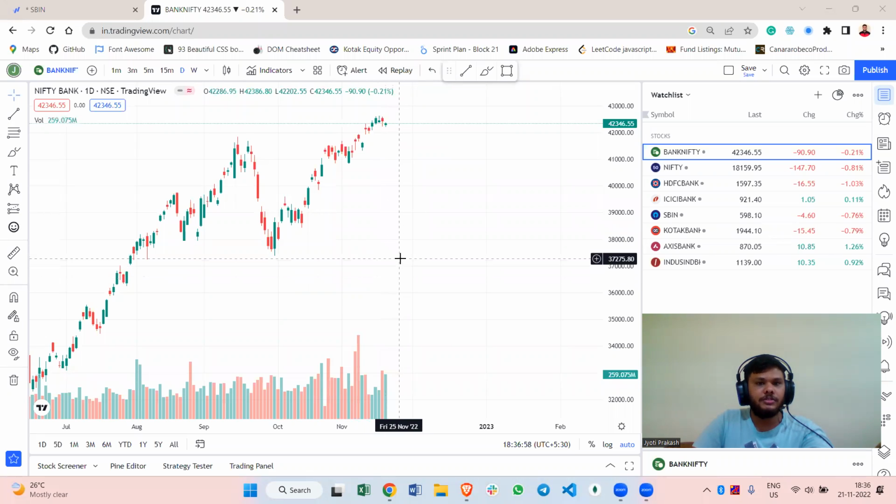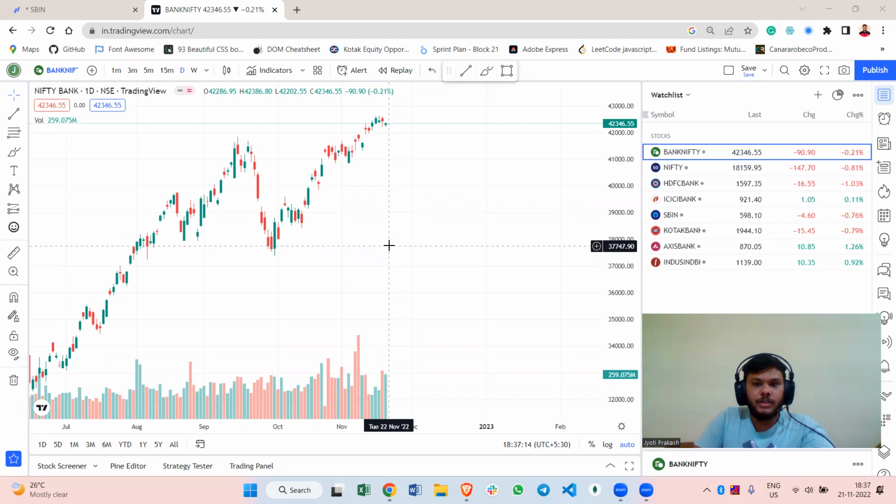So first let's look into Bank Nifty chart. After that we're going to look into Nifty and Bank Nifty components. But first we need to look into one day candle chart because we wanted to identify the trend. After that we're going to look into 15 minutes for any trade.